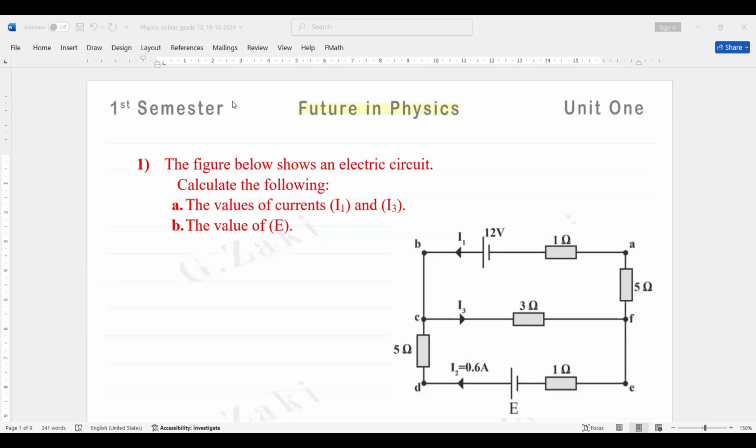Now we're starting the lesson. In this lesson, I will solve past paper questions about Kirchhoff's law. Look at question number 1 in front of you.